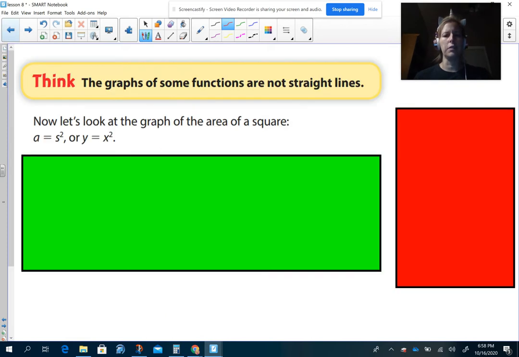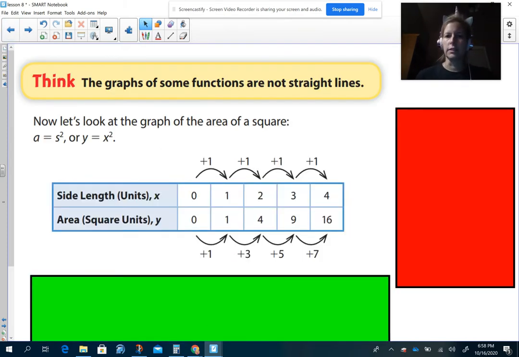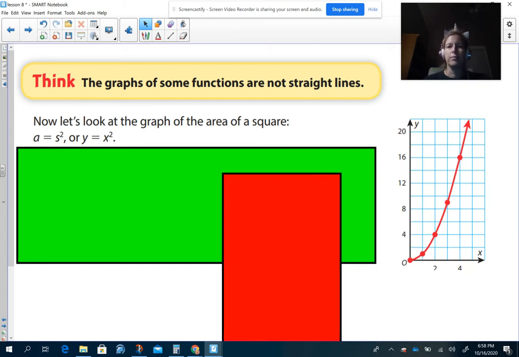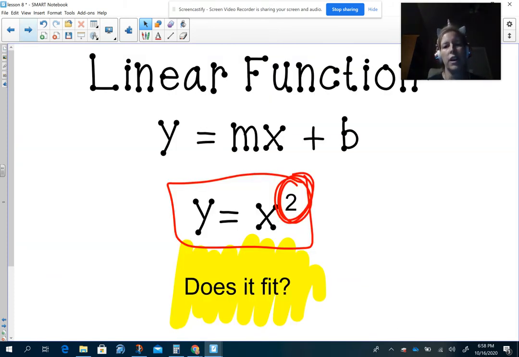Let's go back, shall we? What did our table tell us? It has to be constant. So if it's not constant in our table, is it linear? Correct. Our graph, that's the easiest one, right? It's just visual. Is it a straight line or is it not a straight line? So that one's easy. And I want you to think of exponents.